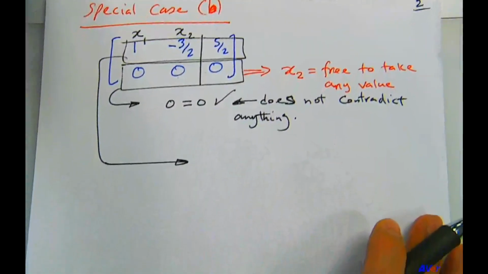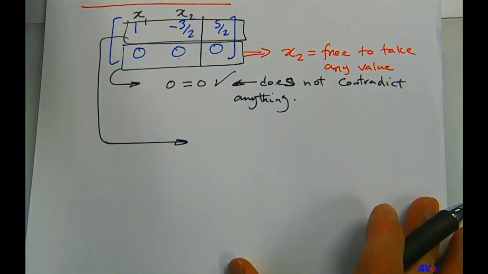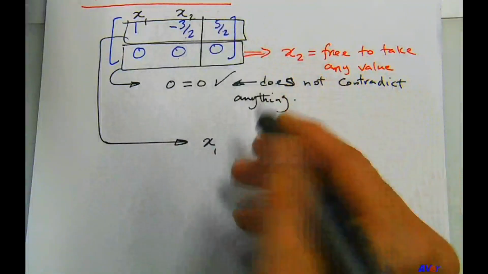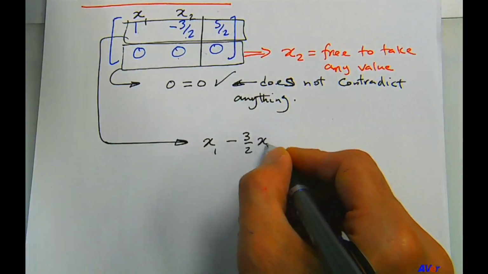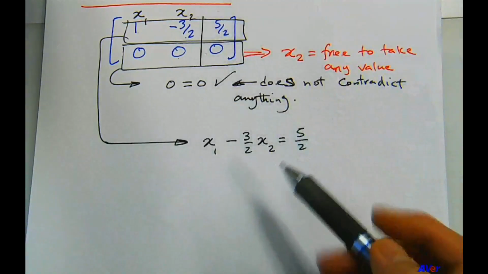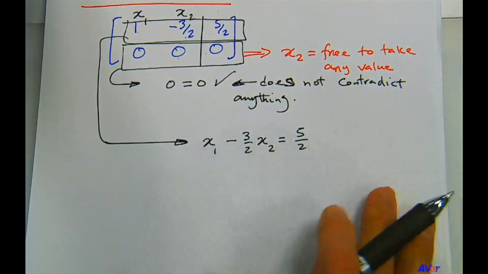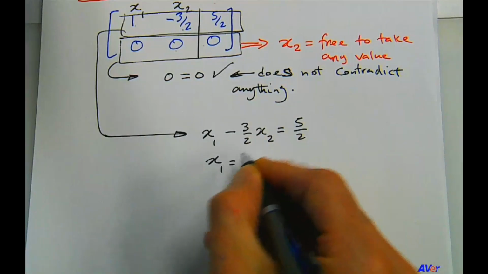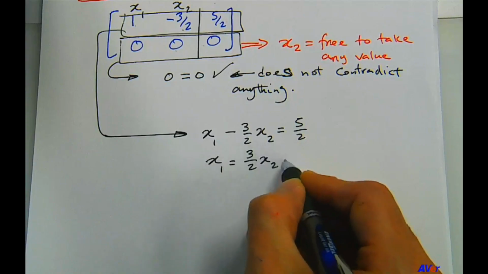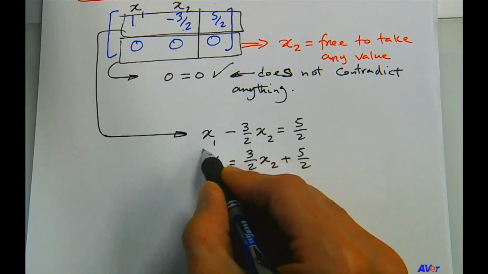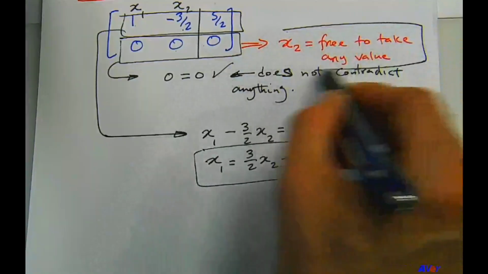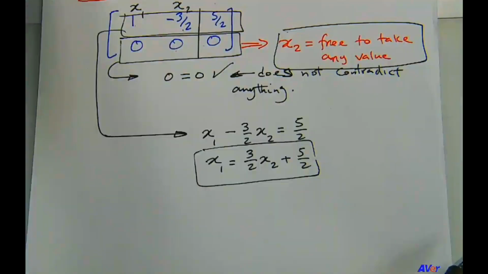let's write the original equation. 1 times x1 is x1. Minus 3 halves x2 equals the constant on the other side, which is 5 halves. So let's solve this equation for x1. x1 equals, move the x2 term to the other side. It becomes positive when you do that, plus 5 halves. So that's the solution for x1. And x2, we already know it can be anything.